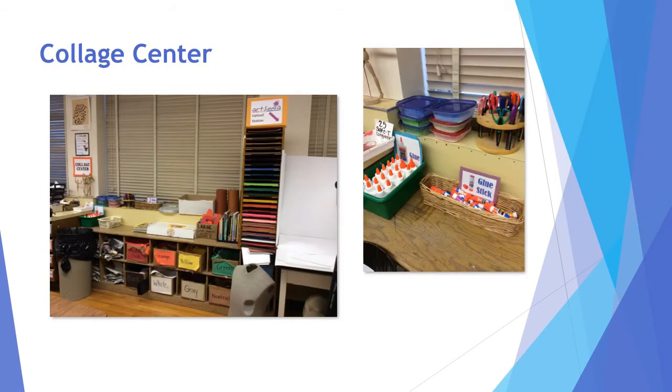And this is my collage center. In here I have paper, glue sticks, glue, specialty scissors, glue sponges, which are fantastic. They are just plastic containers with sponges, and then I dump Elmer's glue on them, and those work really good for collage. I also have some magazines, templates so they can trace, and some fasteners, punches, and collage books.